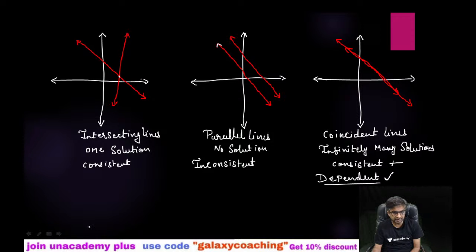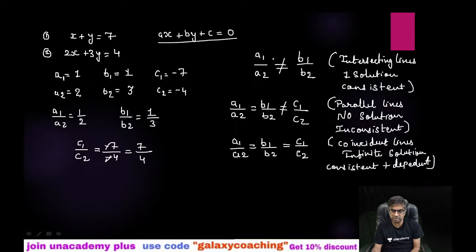Okay guys, is it clear? And is this also clear? Should I give you a few sums related to this? Come on guys, let me give you a few questions related to this so that you come to know which type of lines you will get.